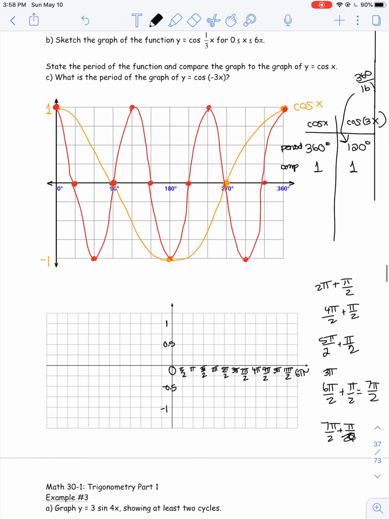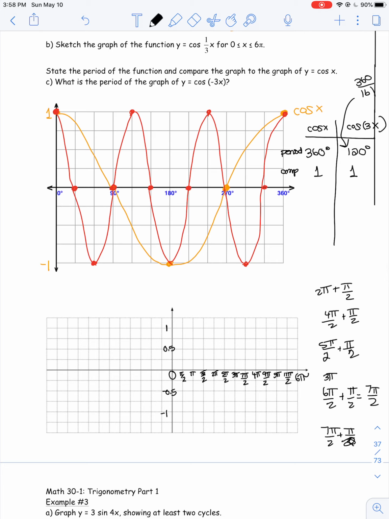And then what we can do is put the rest in our calculator. We're going to put y equals cos of 1/3 x, close your bracket. Change your window to go from 0 to 6 pi. Keep your y minimum as -2, your y maximum as 2, and then make sure your mode is in radians mode. Graph it.